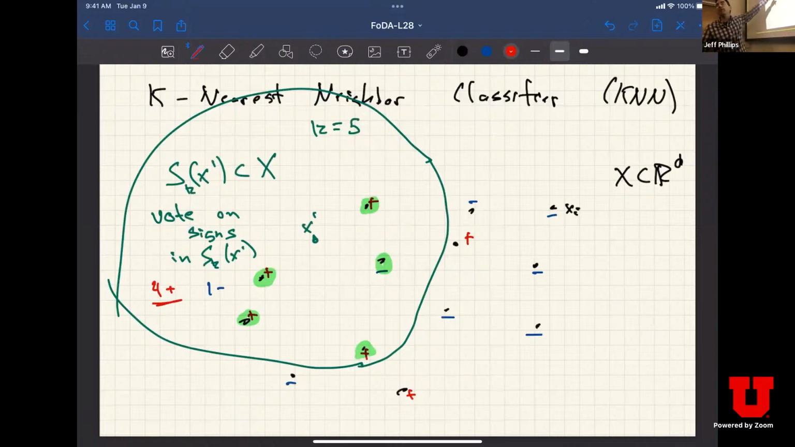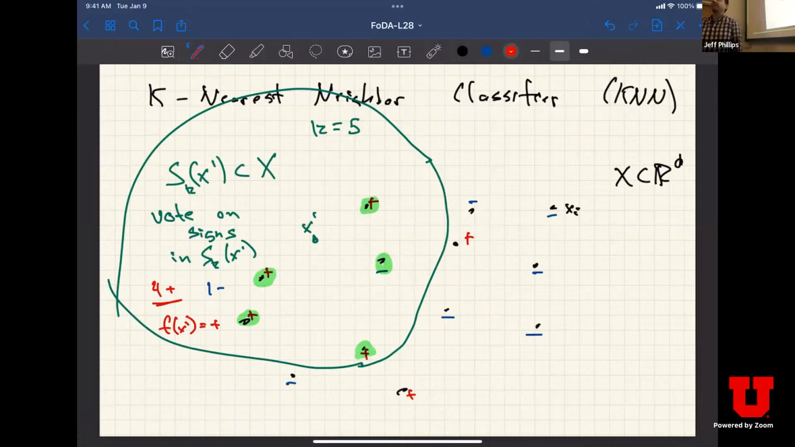I want k to be an odd number so that I don't typically have ties. There are more pluses than there are minuses, so my prediction is going to be f of x prime is plus. For each query, I have to issue this retrieval problem to find the k nearest neighbors, and then I look at the sign of these points, and that's going to be the prediction.